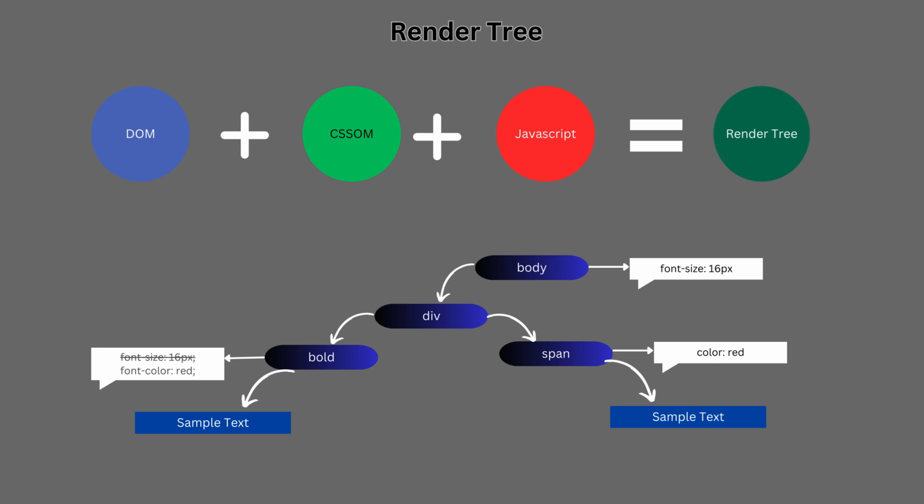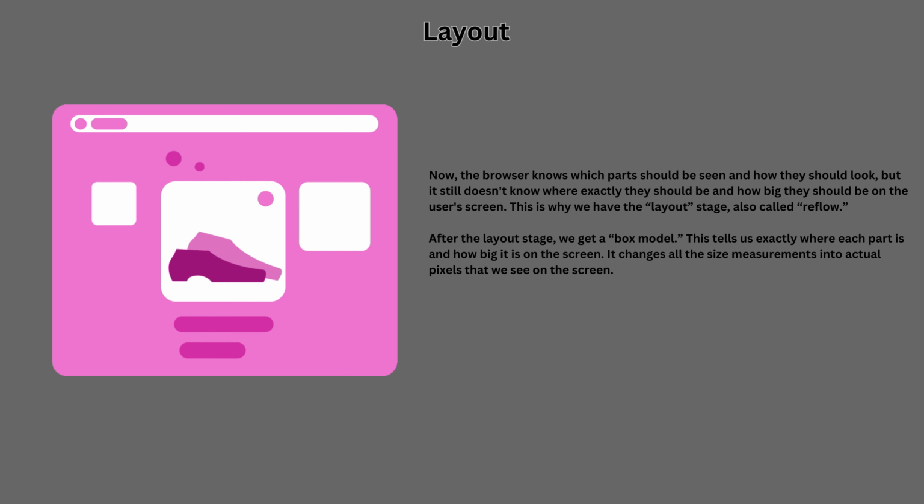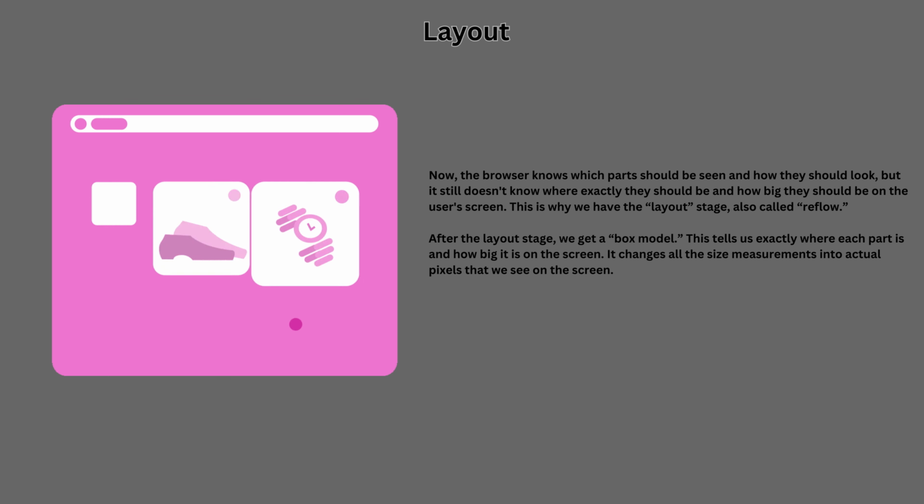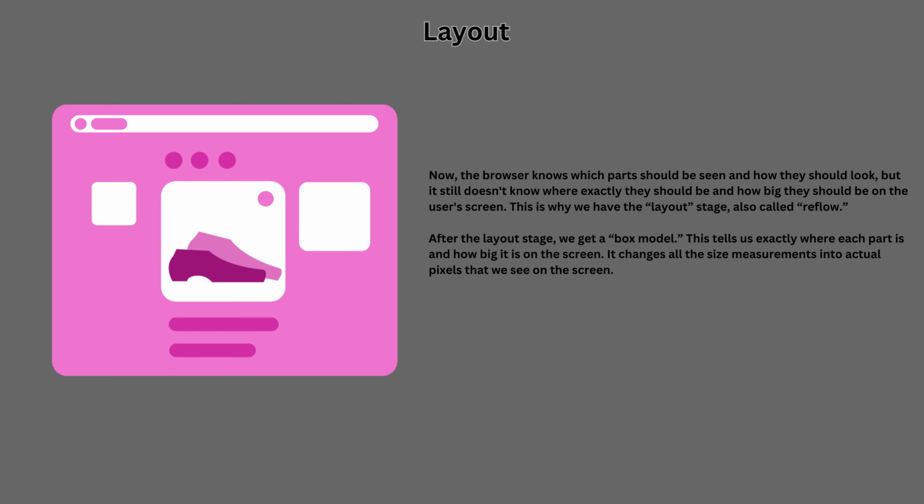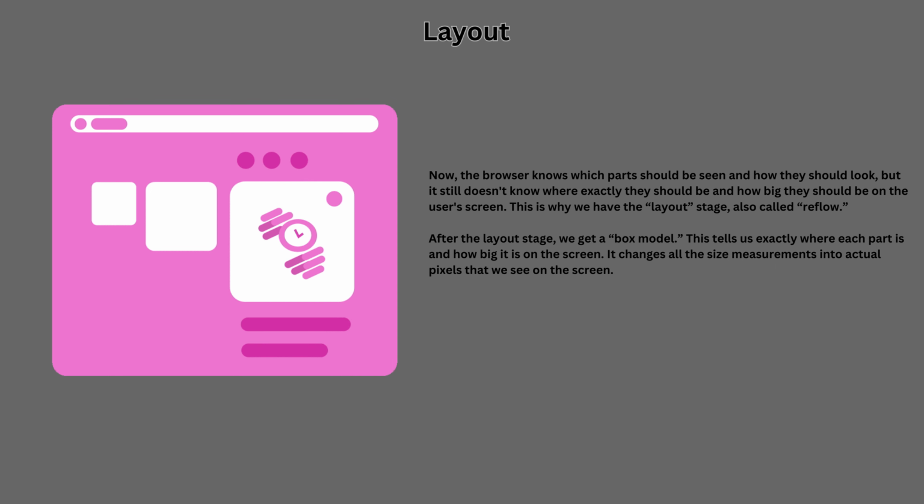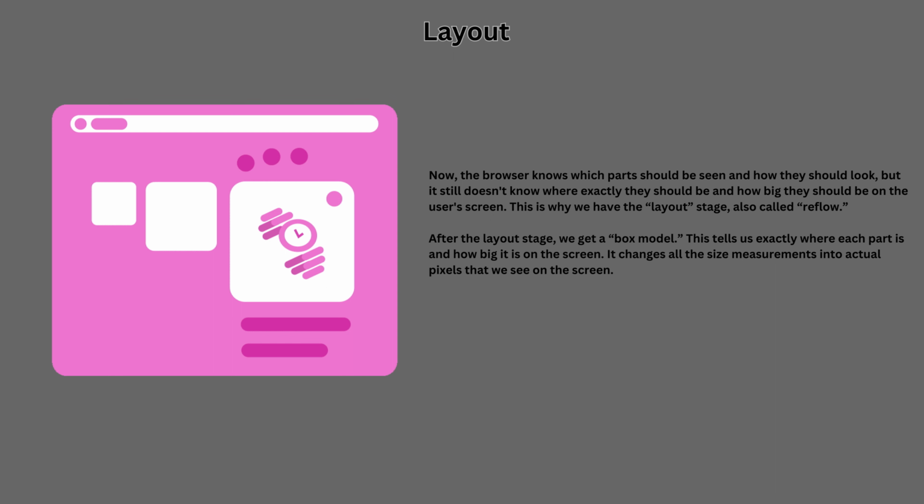Layout process, computing the layout, from render tree to layout. The layout process involves calculating the exact position and size of each render object. Box model. Each element is considered a box, with possible padding, borders, and margins, as defined by CSS.